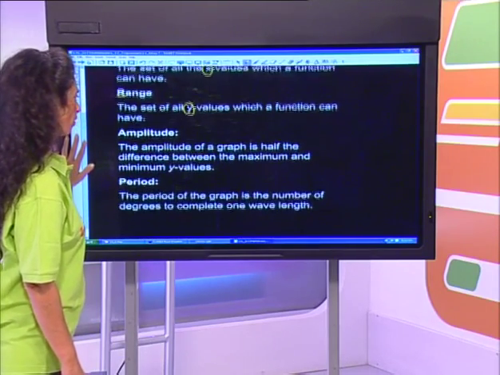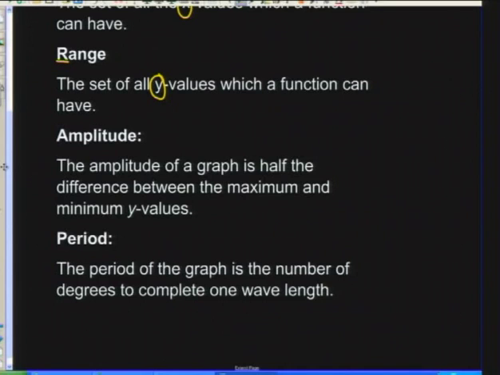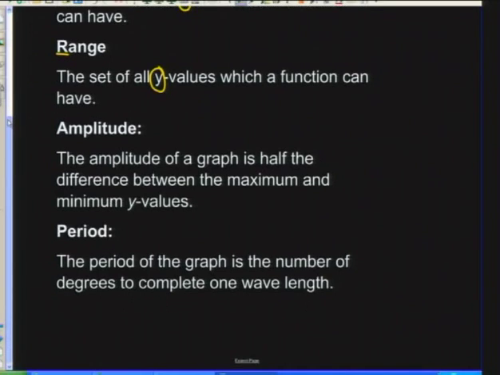The amplitude of a graph is always defined as the difference between the maximum and minimum y values. And the period of the graph, very specific definition for period, it's the number of degrees that the curve takes to complete one wavelength. So we'll look quite intensely at the period of functions.